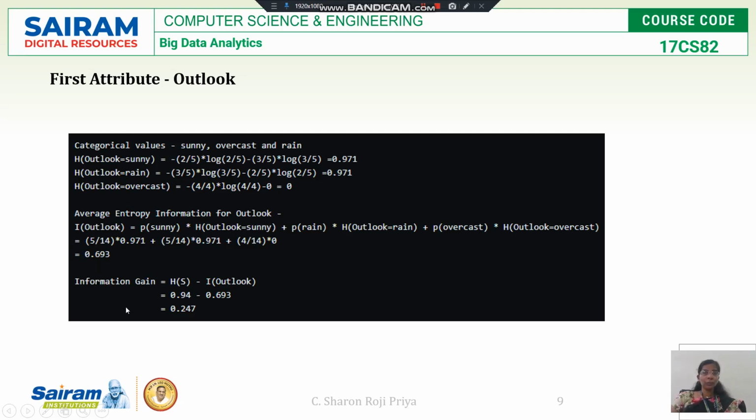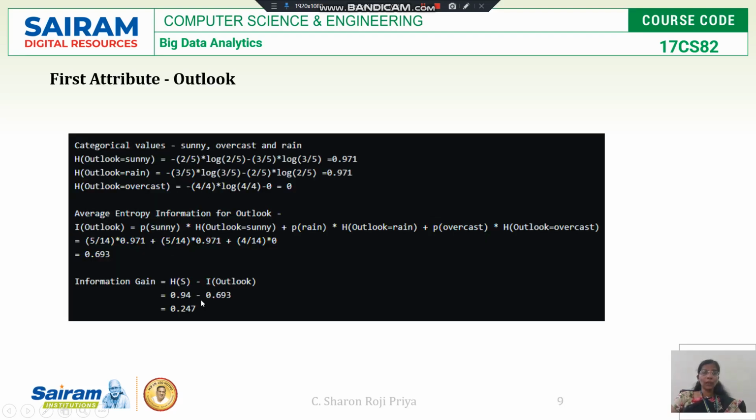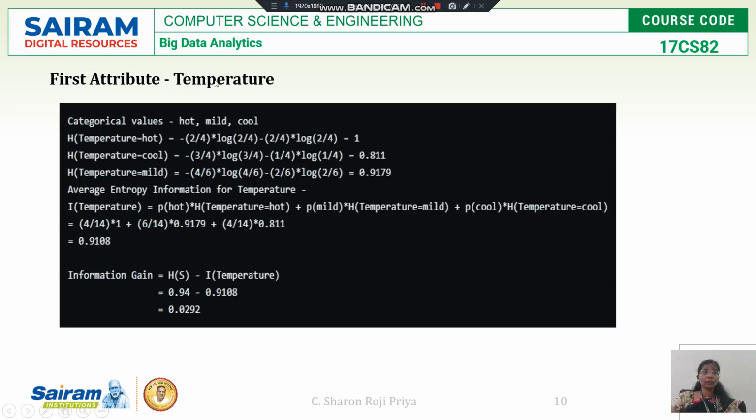Then you calculate the information gain, which is equal to the entropy which I have calculated for the complete data set, 0.94 minus 0.693, which is equal to 0.247. So this is the information gain I got for this outlook attribute. Similarly, you have to calculate for temperature. Next attribute is humidity and next one is wind. For all these 4 attributes, we have to calculate.